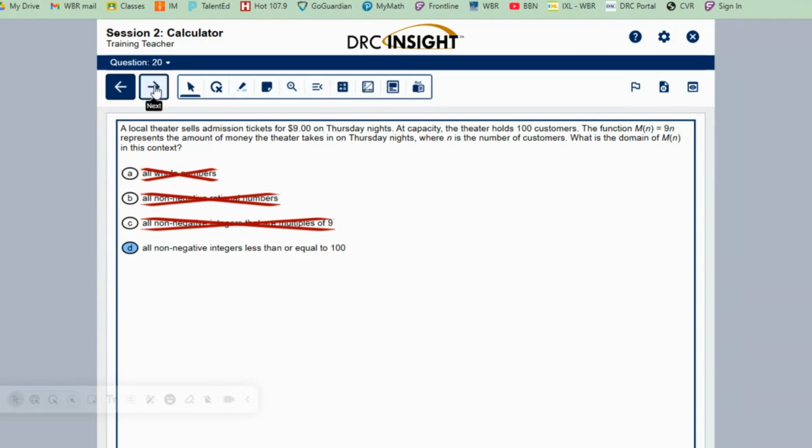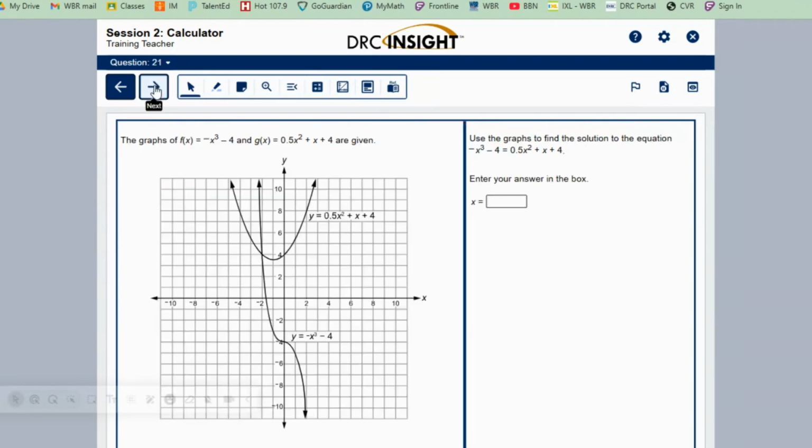21. Can you do it? I told you we can make it past 20. They give us the graphs here for this. The first graph is negative x cubed minus 4, which is this one that goes down. The second one is 0.5x squared plus x plus 4, which is our parabola. It says use the graphs to find the solution of when these two graphs are equal. What are we looking for on the graph for when they're equal? The intersection, which is right here. Notice the box says x equals. They only want the x value of that, so we're going to put in negative 2.